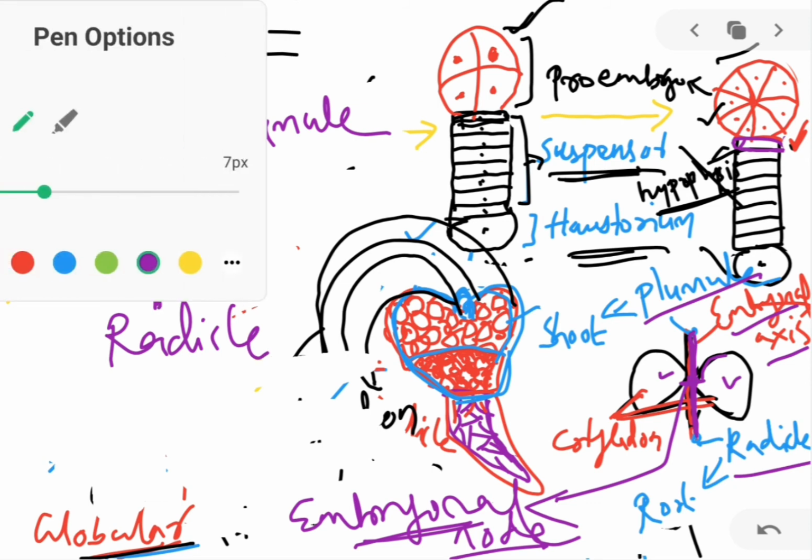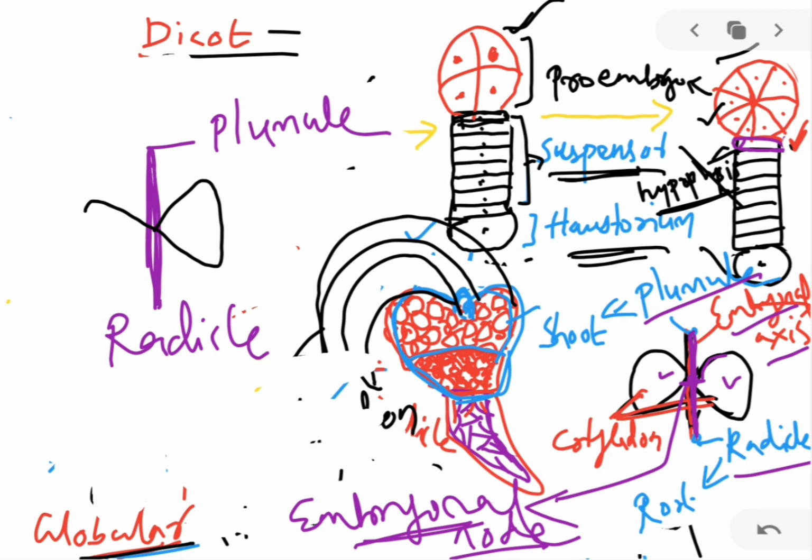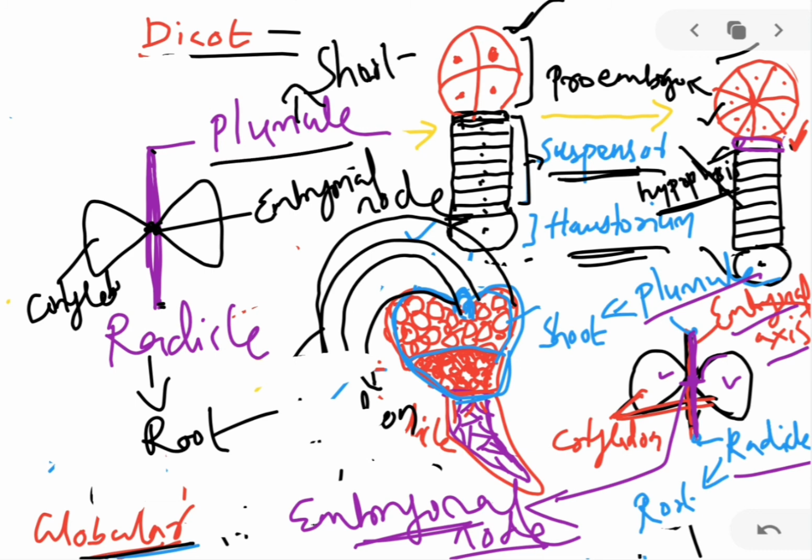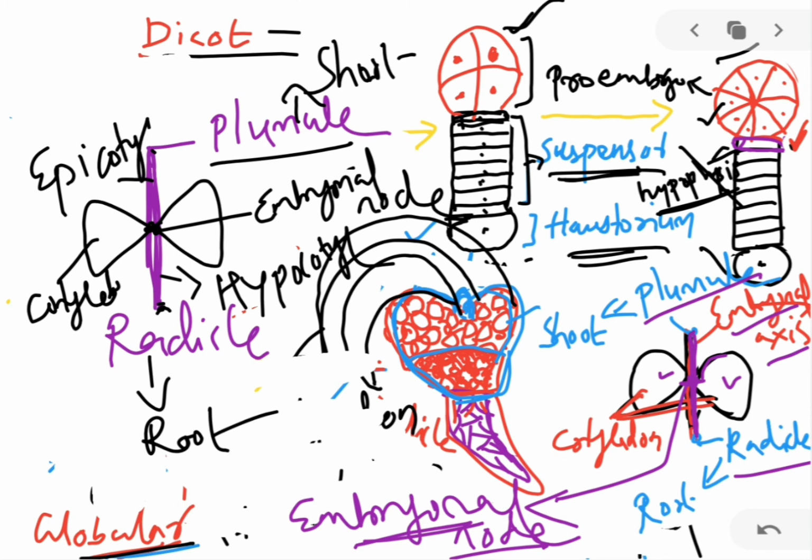Right? Now, there is a point to which these cotyledons are attached. This point is termed as embryonal node. So what is this entire structure from here to here? That is embryonal axis. Now what is this structure? This is the cotyledon. Now this radicle is going to become the root in future and plumule is going to become the shoot in future. Now this area between the radicle and the embryonal node is termed as hypocotyl, and this area is termed as epicotyl. Right. So this is the structure of a dicot embryo.